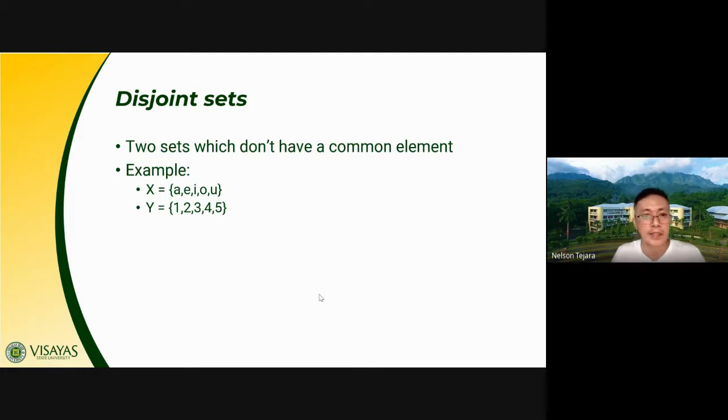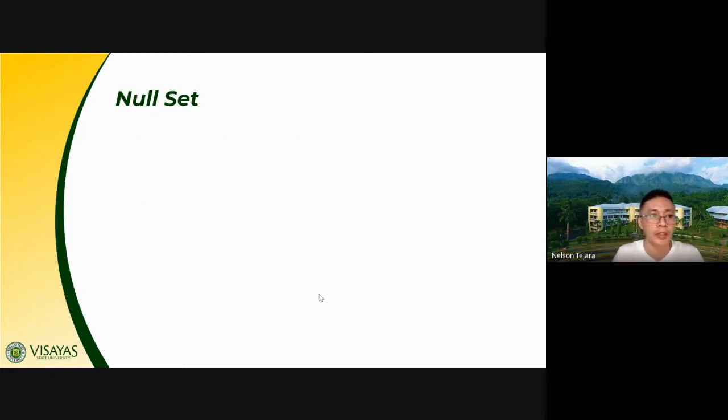And then one last set, class, to consider is the null set. Okay? Why do we call this set null? Or when can we say, class, that a set is a null set? A null set, class, is just an empty set. Meaning to say, it doesn't contain any elements.